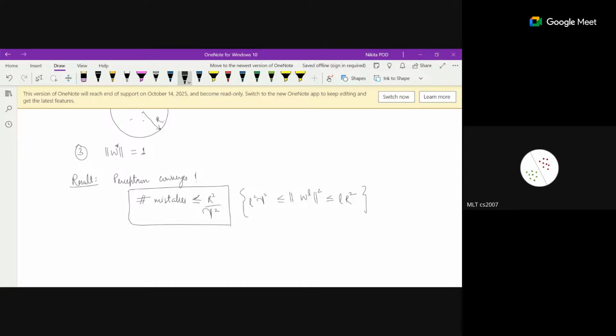Because at the end all we are getting is the number of mistakes, which in that case we had taken as L. So all that we want is that the number of mistakes your algorithm will make is bounded above by R square by gamma square. That will be the same. Only this value will vary. Okay. Good.